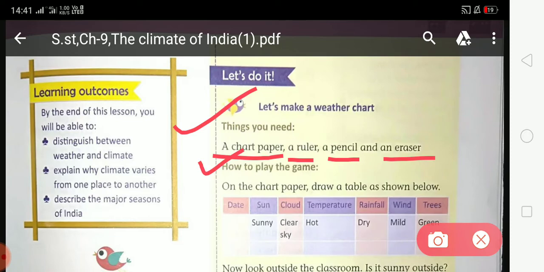So students, first of all you have to take a chart paper, and on this chart paper you have to draw a table as shown below. In the first column you have to write date, in the second sun, in the third cloud, in the fourth temperature, in the fifth rainfall, in the sixth wind, and in the last trees. So students, you have to make a table like this.